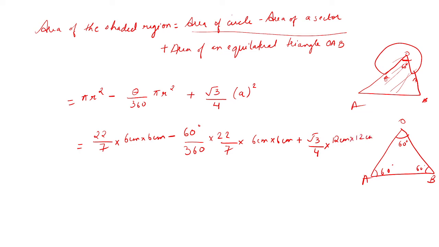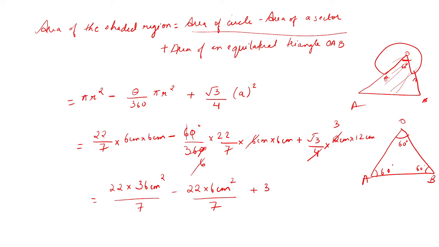Okay, so 4 into 3, cancel this, cancel 6, cancel this. Okay, so you'll be left with 22 into 36 centimeter square by 7 minus 22 into 6 centimeter square by 7 plus 36 root 3 centimeter square. Okay, so you can calculate this.